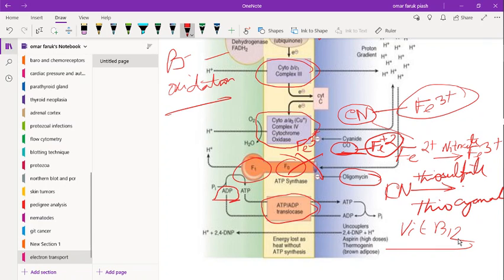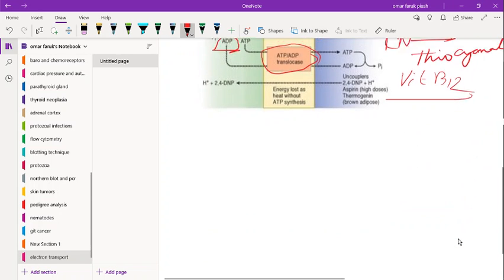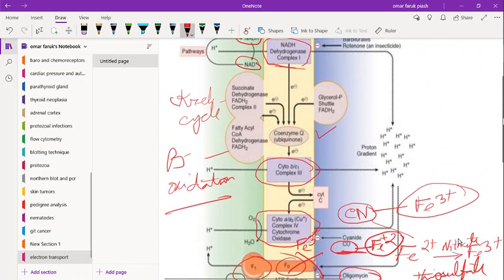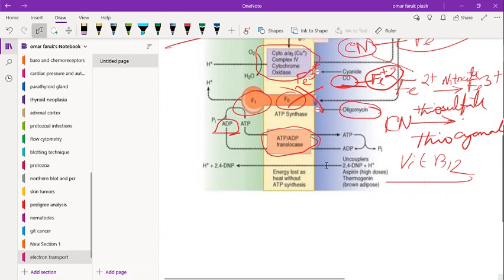ATP goes to the cytoplasmic side, and then it throws off its inorganic phosphate and forms ADP, and that ADP enters the inner membrane and goes into the mitochondrial matrix and binds with another inorganic phosphate and becomes ATP, and this cycle continues. This is the high yield cycle.